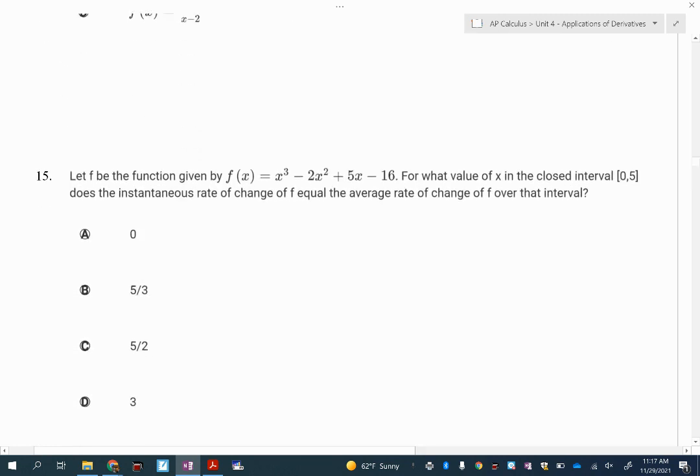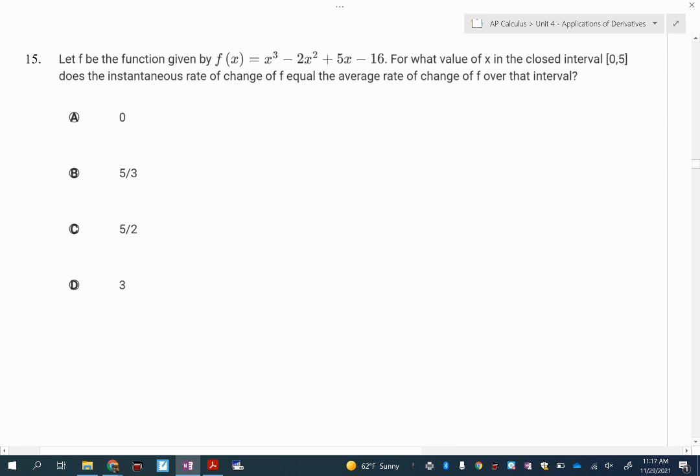Let's go to 15. 15 gives us a function, and it says what value of x in the closed interval 0 to 5 does the instantaneous rate of change of f equal the average rate of change of f over that interval? All right, so same idea here. I need to find the slope of the endpoints. So the interval is 0 to 5. So I'm going to plug in 0 and plug in 5.